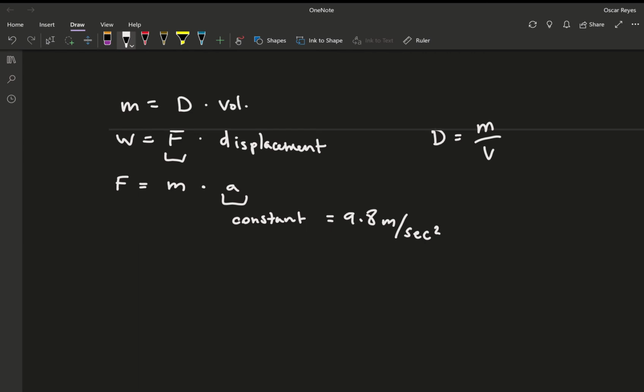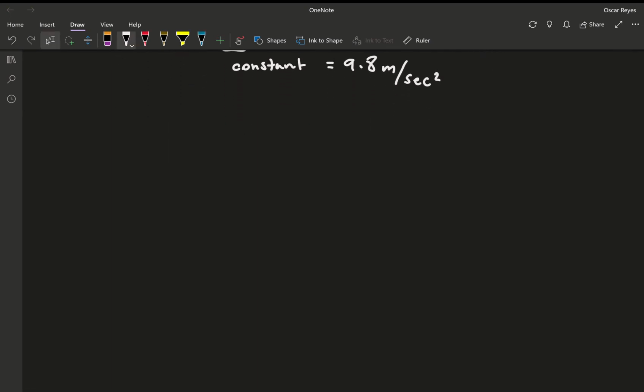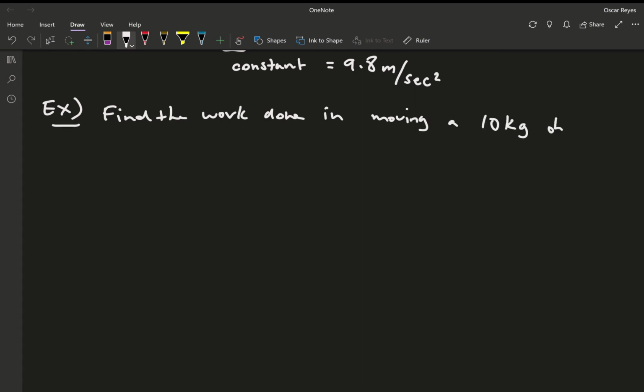Okay, so like I've always stated, the best way to look at these things is to apply them to examples. Here's a small quick example that we can work on first. Find the work done in moving a 10 kilogram object 6 meters from its initial position.